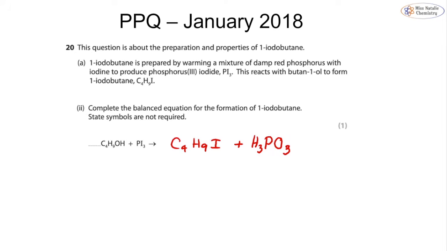Now we do need to take into account that we have this difference in our number of iodines. So if we have PI3, our phosphorus triiodide, we're going to have to use all 3 of our iodines in our iodobutane. That then means we need to start with 3 butan-1-ol. So our reaction reads as 3 butan-1-ols plus PI3 gives us 3 1-iodobutanes plus H3PO3.